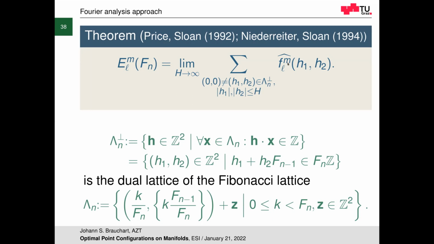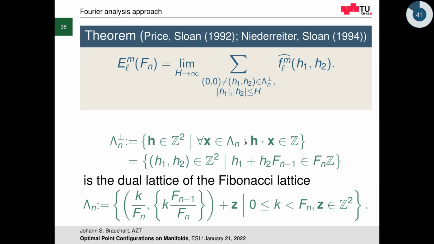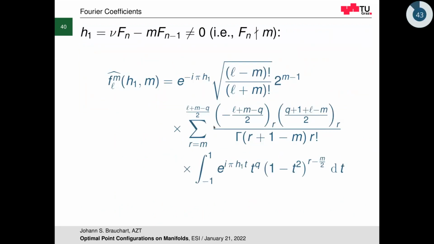So M is fixed, then M fixes H2, and H1 goes over these ranges. Actually, it can be shown that the decay rate is sufficient that we can go from minus infinity to plus infinity. That's what I'm going to show here as well. So we can rewrite this formula by substituting a formula for the associated Legendre polynomials, and end up with these integrals, which need to be computed.